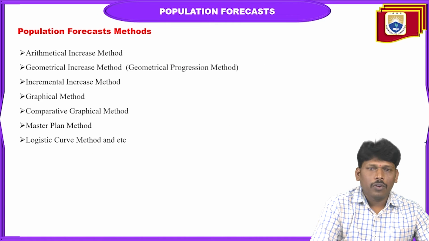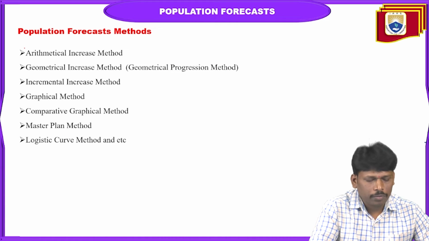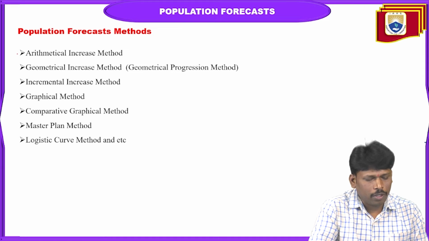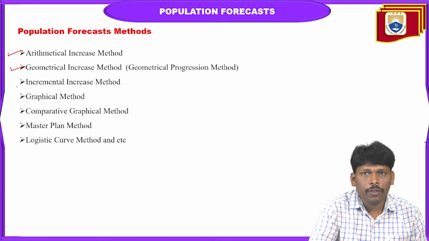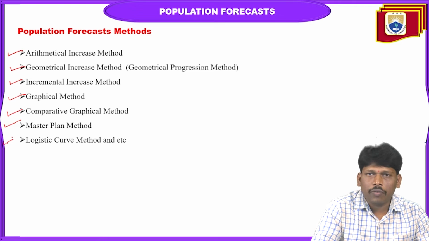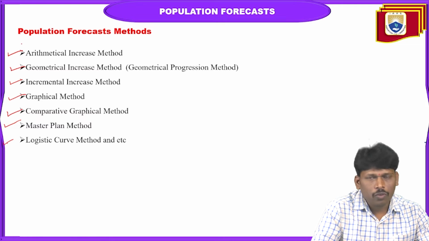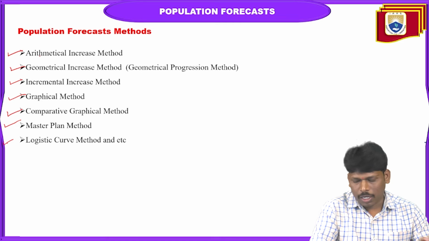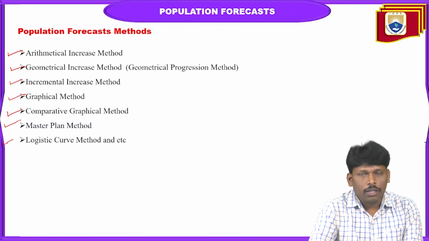So these are the various methods for population forecasting. The first one is the arithmetical increase method, then the geometrical increase method, incremental increase method, graphical method, comparative graphical method, master plan method, and logistic curve method. So these are the various methods, and we'll discuss them one by one. First, we'll start with the arithmetic increase method.